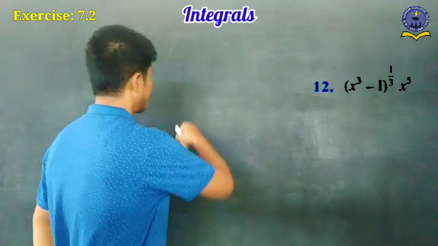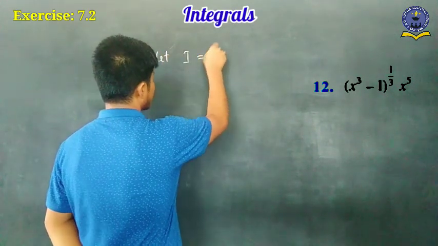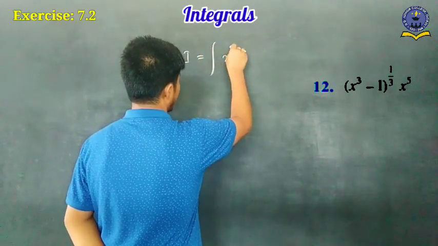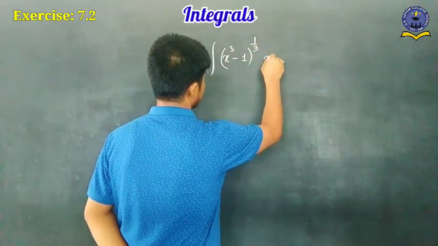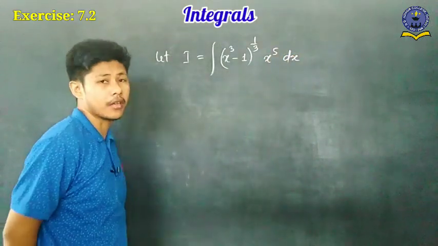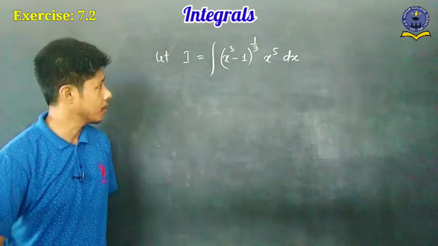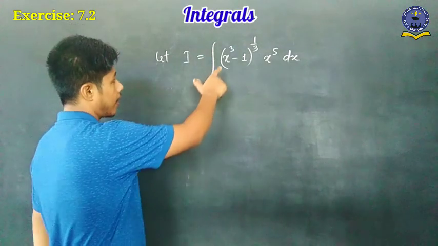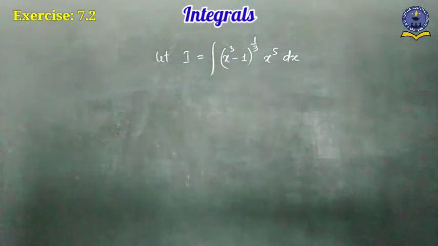First of all, let I equal to the integration of (x cube minus 1) to the power 1/3 into x to the power 5 dx. This one is the question we have to solve with the help of integration. If we check the question one more time, it is (x cube minus 1) to the power 1/3, x to the power 5, dx.